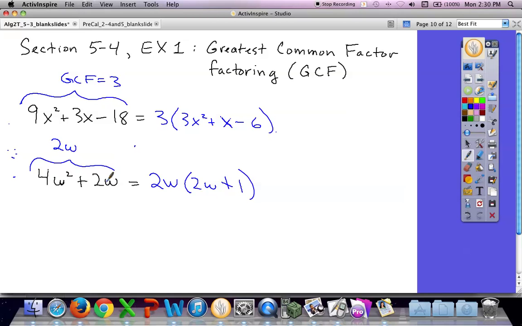Okay? So that is greatest common factor factoring. And when we learn the other kinds of factoring, we'll learn that there are times when there's a greatest common factor to take out first, and then you have to keep going, and there's something else to do. So that's why it's important to at least check for it every time.